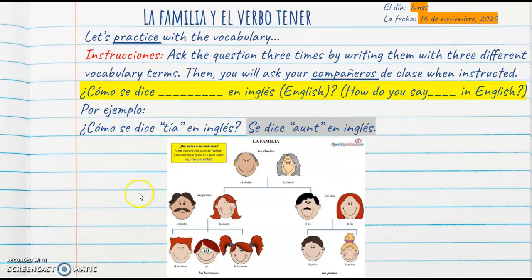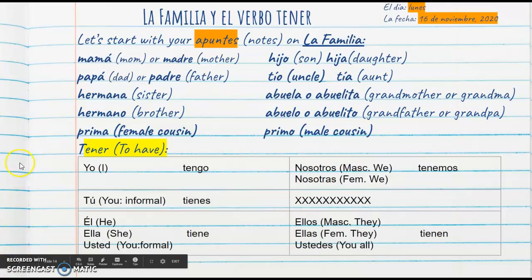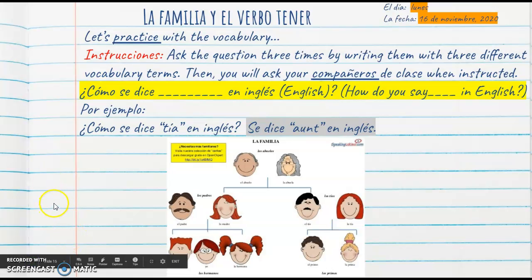So down below, I gave you a family tree with some members of the family, which is vocabulary that I introduced to you, which is the previous slide that you have now from my lecture today. And so refer to the vocabulary on la familia in order to do this activity. So down below, let me review very quickly.